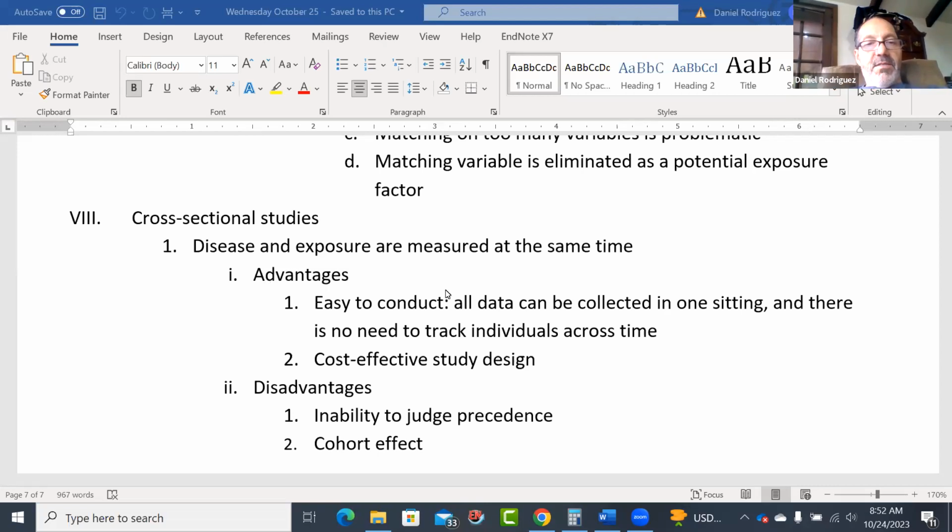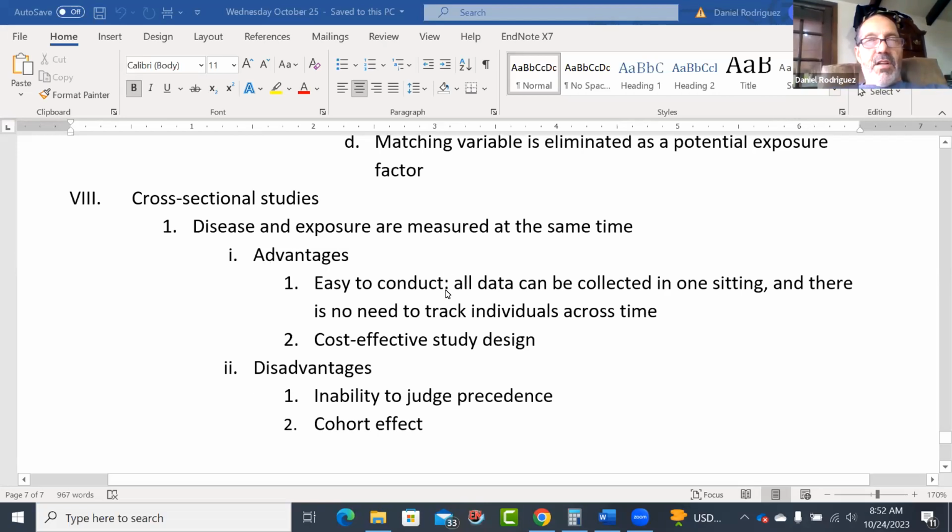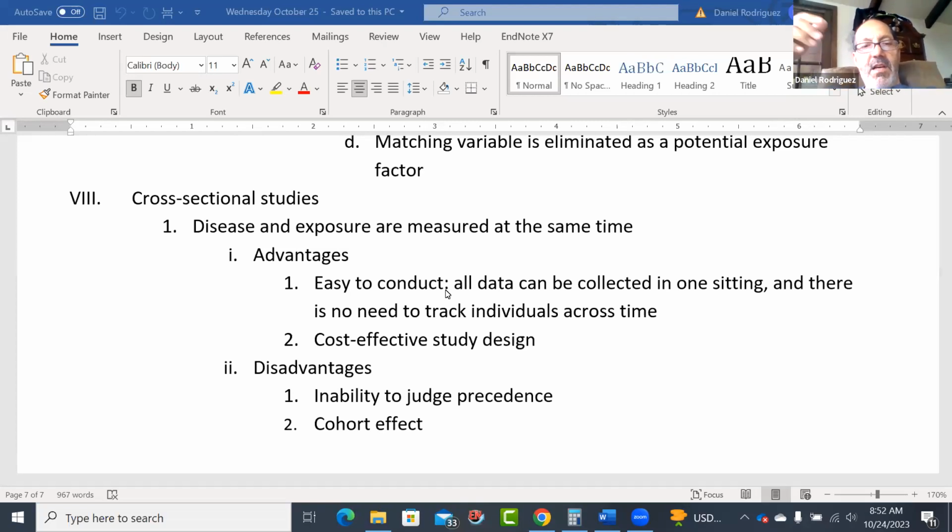Just one last thing I want to talk about is cross-sectional studies. A cross-sectional study is just a study where you collect data at one time point and you make some kind of a model to explain whatever you're trying to explain. Really easy to conduct. It doesn't take a lot of time. I mean, you do all the data collection at one time point. It's very cost effective. The problem is there's an inability to judge precedence because you don't know if the exposure occurred before the outcome. And there's also something known as a cohort effect.